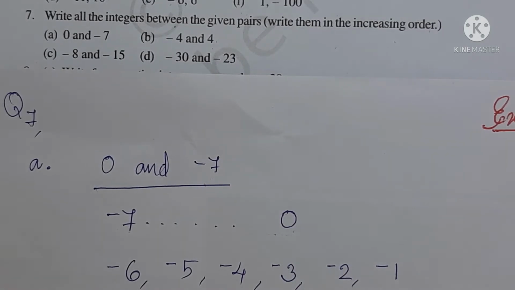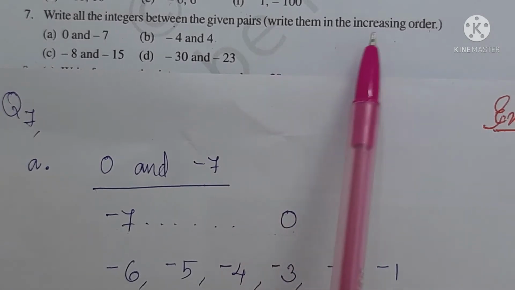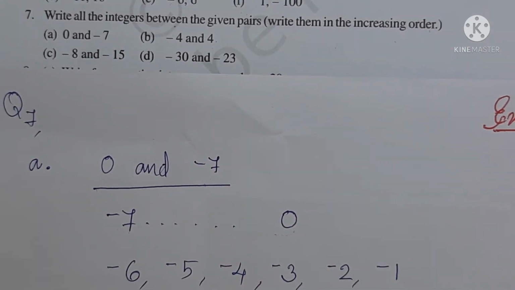So, before doing this question, first you can identify the smaller integer. That is the main task, because the question says write them in increasing order. So first you can write the smaller one. Okay, children?